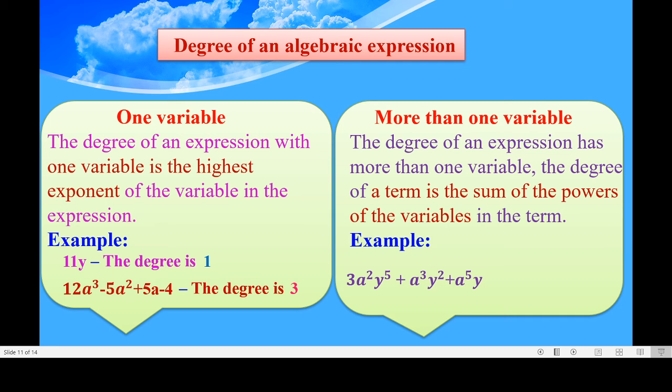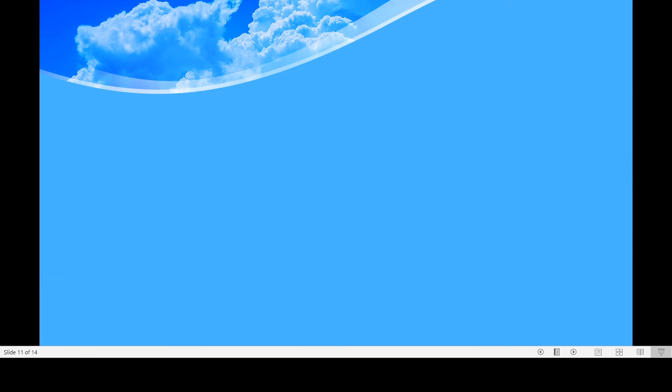In the second term, we are having a cube y square. Therefore, the power is going to be 3 plus 2, which is equal to 5. And in the third term, we are having a power 5 and y, that is y power 1. Therefore, 5 plus 1 equal to 6. So, first term we are having 7, second term we are having 5, and third term we are having 6. So, the maximum power is going to be considered as the degree. So, the degree is going to be 7.